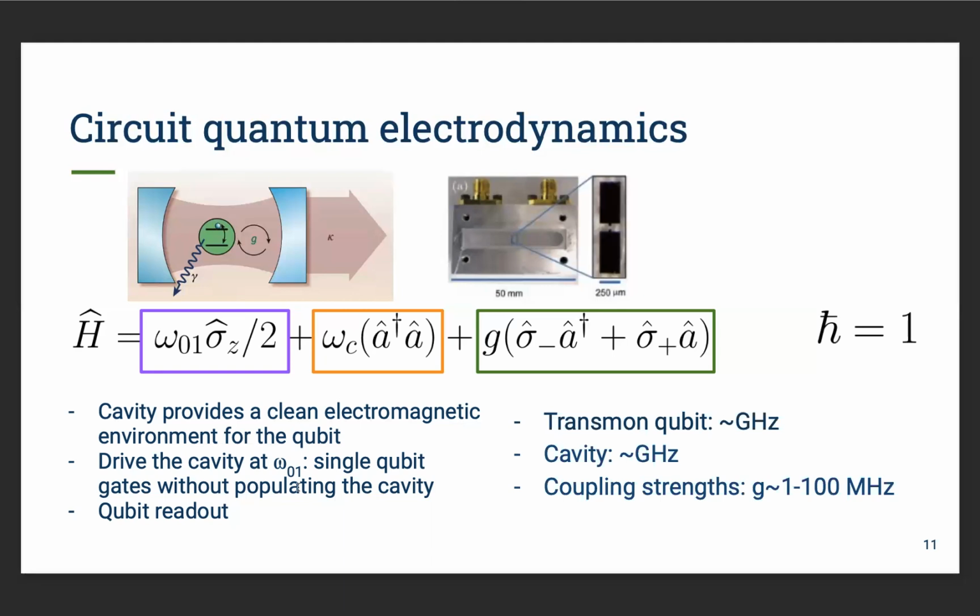But to give you an idea of the energy scales that this happens on, typically, like I said before, transmon qubits have energy scales on the order of gigahertz. Similarly, cavities usually are made to have frequencies on the order of gigahertz, and the coupling strength between these two can vary from 1 to hundreds of megahertz.